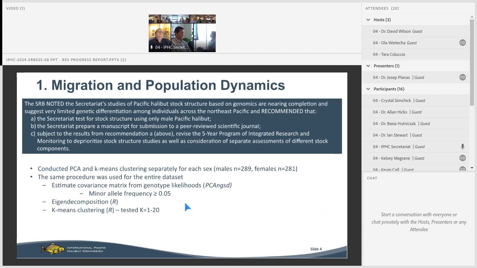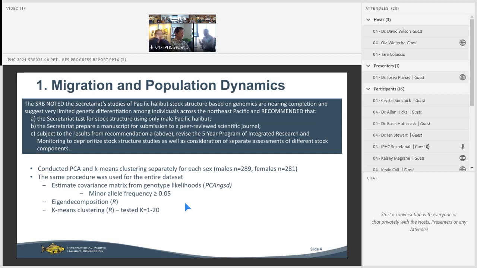So at the previous SRB meeting, the SRB recommended that the Secretariat test for stock structure using only male Pacific halibut. And if I recall correctly, this was made after some discussion of tagging results that seem to suggest that male Pacific halibut may not move as far between the location in which they were released and the location in which the tag was recovered.